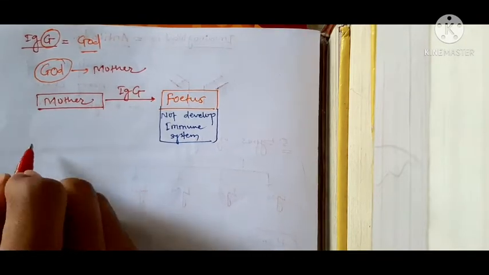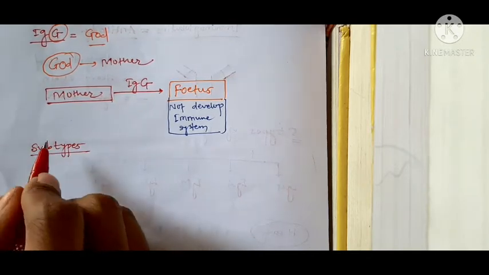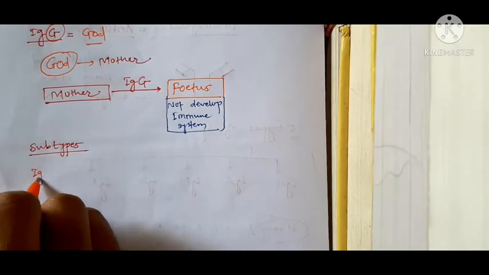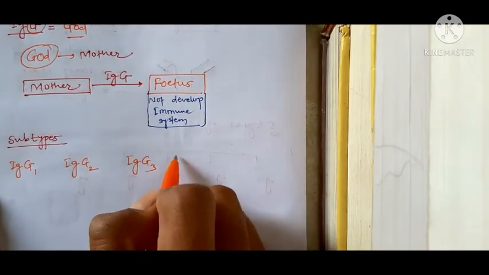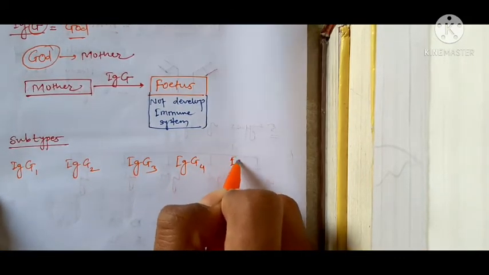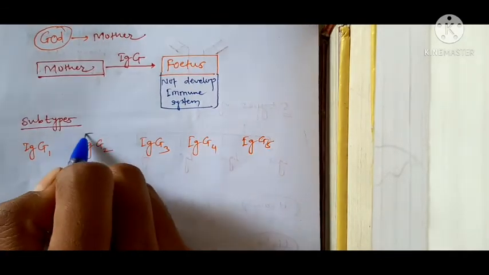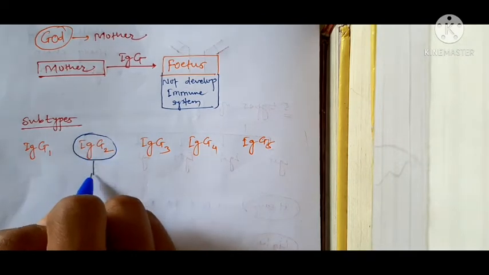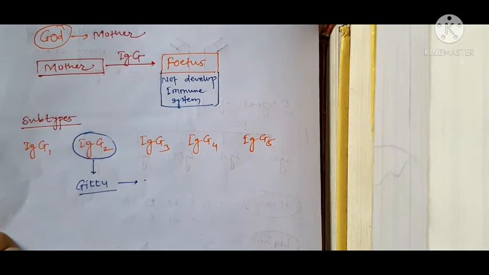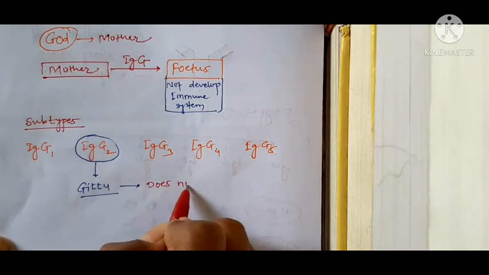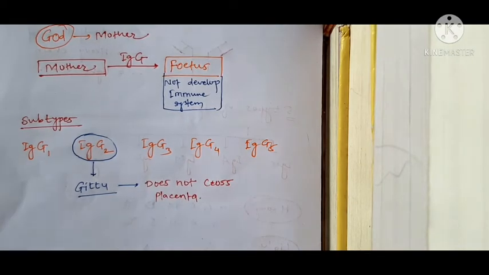In the case of immunoglobulin G, there are four subtypes: G1, G2, G3, and G4. But all of them cross from mother to fetus except G2. You may recall that G2 does not cross the placenta.